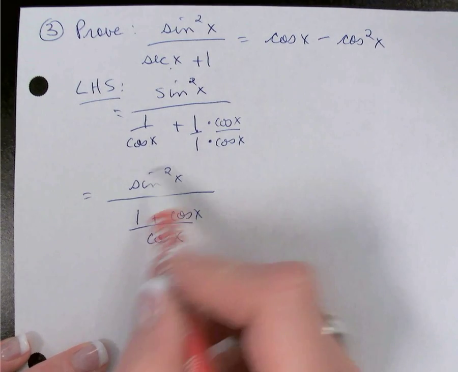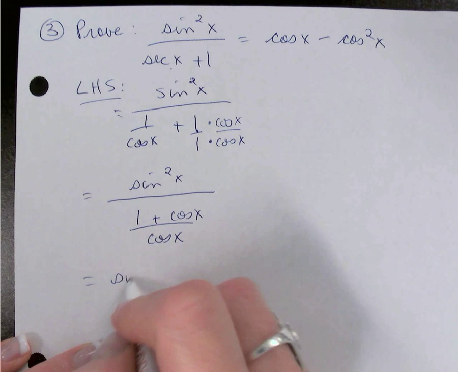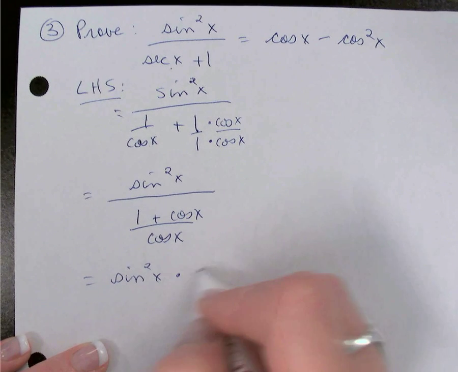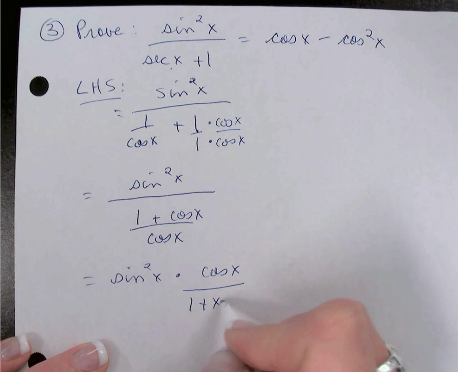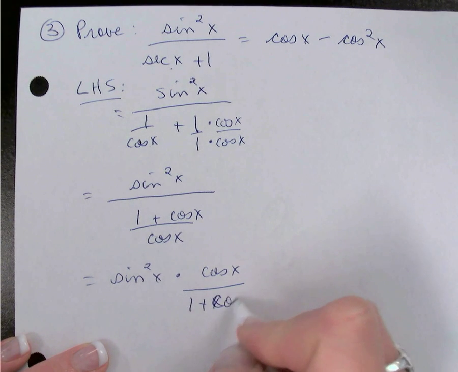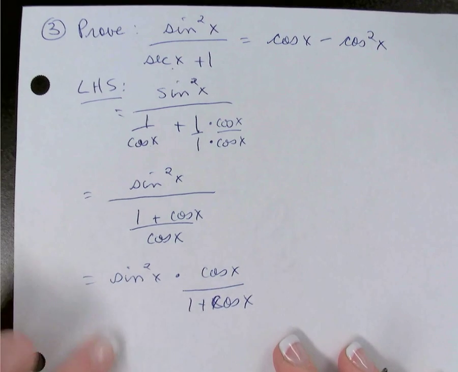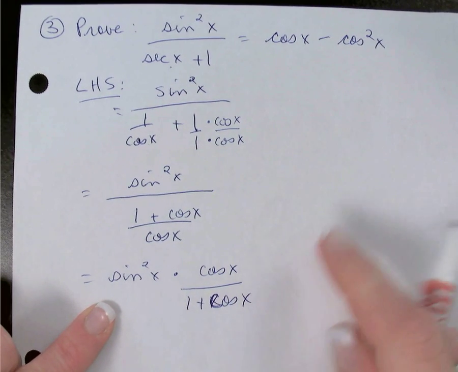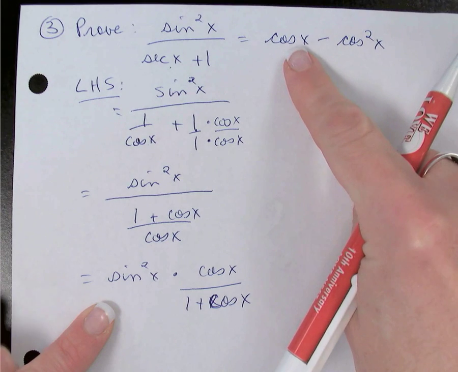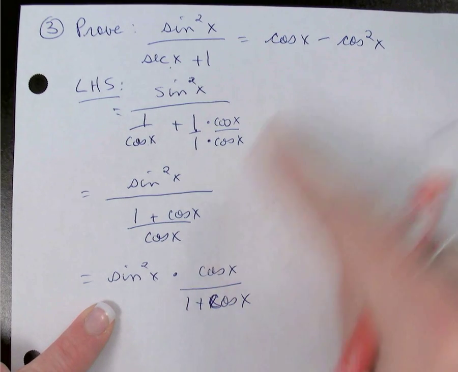Okay, now since I've got division to divide fractions, remember we're going to multiply by the reciprocal here. Now when I look at this question from this point, I kind of need some guidance. What's my next step going to be? Where am I headed? So I look back at the right-hand side, and I want cos x as part of my answer. Cos x minus cos squared x.